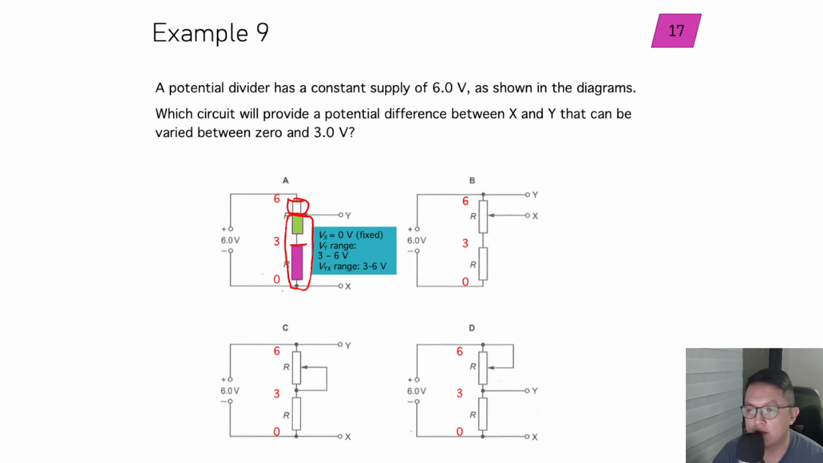That means this range is actually from 3 volts to 6 volts. You can use the potential divider concept to solve this. If you just imagine lower to this point here, then my potential drop across my Yx will be R over R plus R times your 6 volts. So the minimum will be 3 volts. So this is option A, and that's not the answer that we're looking for.